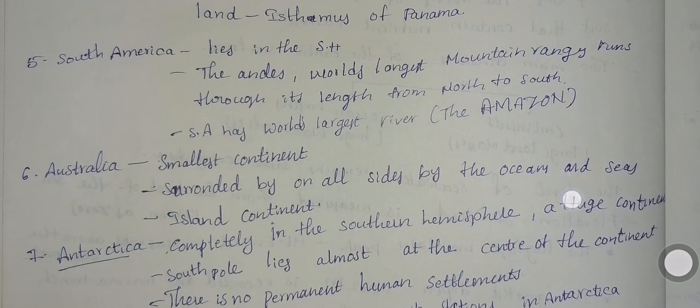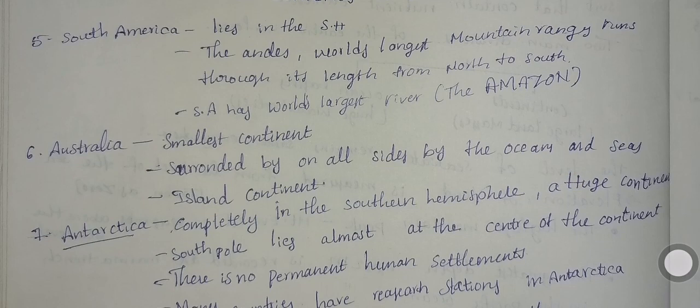Next, Australia is the smallest continent. It is surrounded on all sides by oceans and seas. It is called an island continent, but we cannot call Africa an island continent because of its wider occupancy of the land.